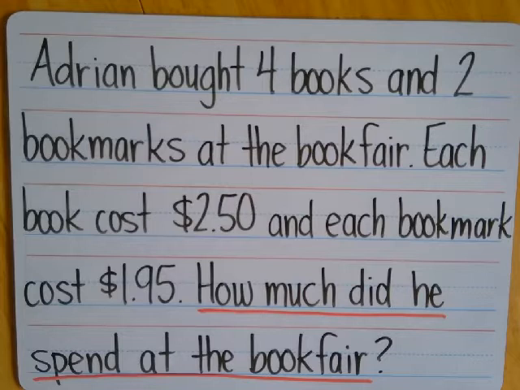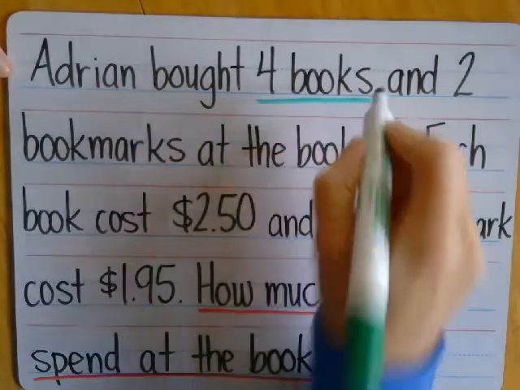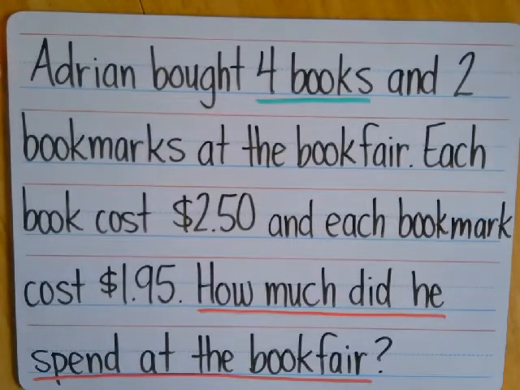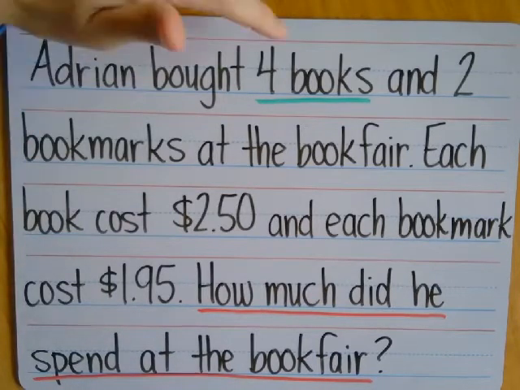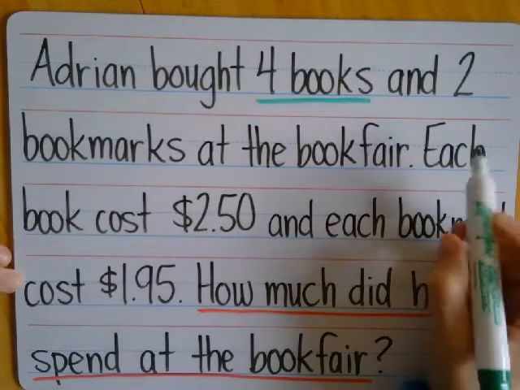Let's look at the information that they gave us. So Adrian bought 4 books. I'm just going to use green for the books. If I go through this word problem, I need to know how much each book cost. So I'm going to read it again. Adrian bought 4 books and 2 bookmarks at the book fair. Each book cost $2.50. So I'm going to underline that.